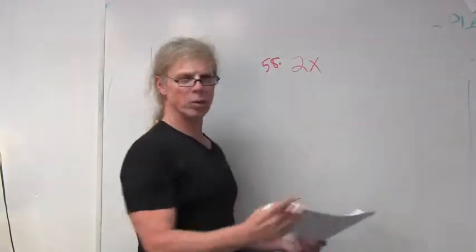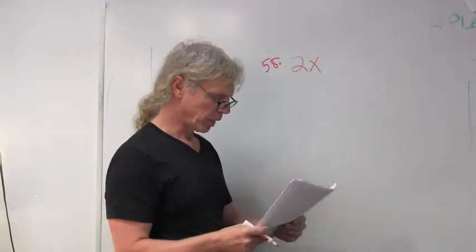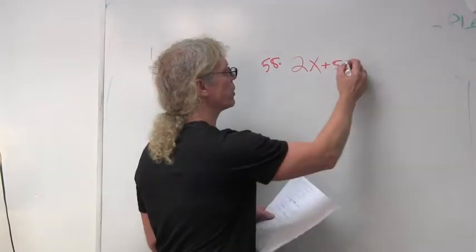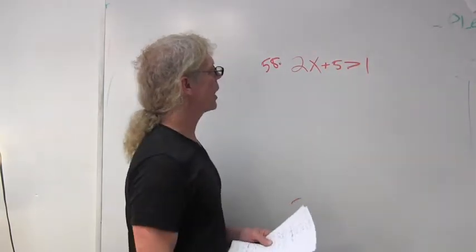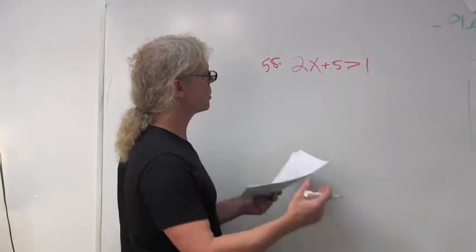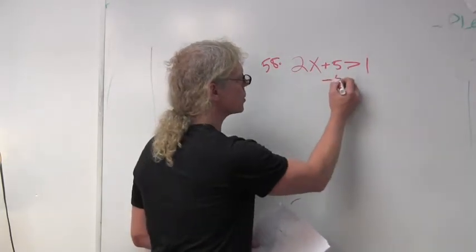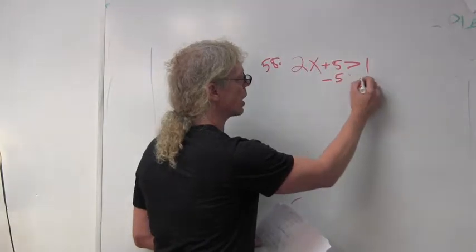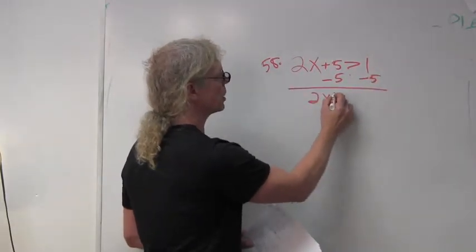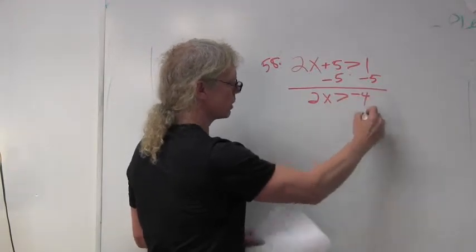Number 58 says 2x plus 5 is greater than 1. Okay? Again, let's evaluate it. Let's see what we need to do. Step 1, I would suggest subtracting 5 from both sides. The result, 2x is greater than minus 4.